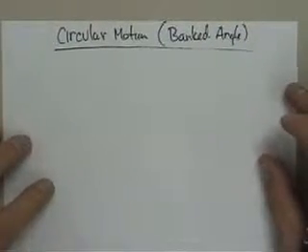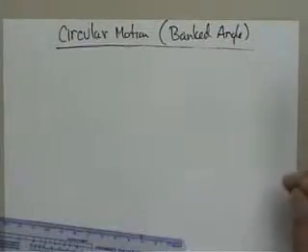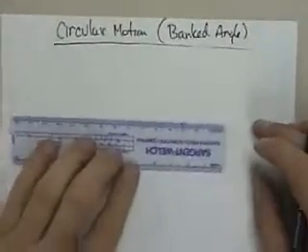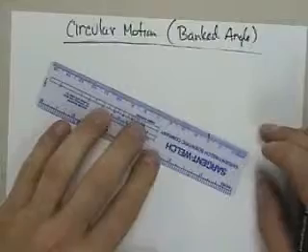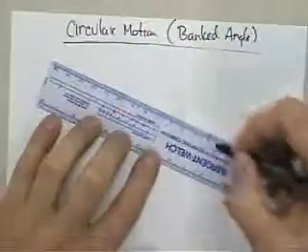Banked angles. This is going to be where instead of the car going on a flat surface, the car is going to go on a surface that is at an angle. So what I'm going to do, I'll tell you what, I'll race you. Let's draw ourselves an inclined plane.